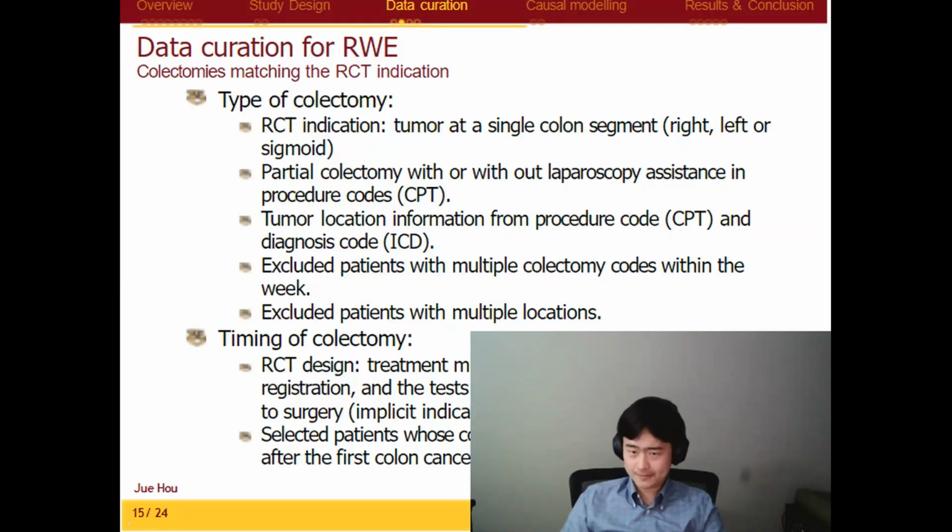There are multiple surgeries. And the timing of the colectomy in the EHR design is not specified, but everybody enrolled received their colectomy within 90 days after their diagnosis. And so we also have this 90-day window requirement, since the colectomy must be done right away to match as closely as possible the randomized clinical trial.